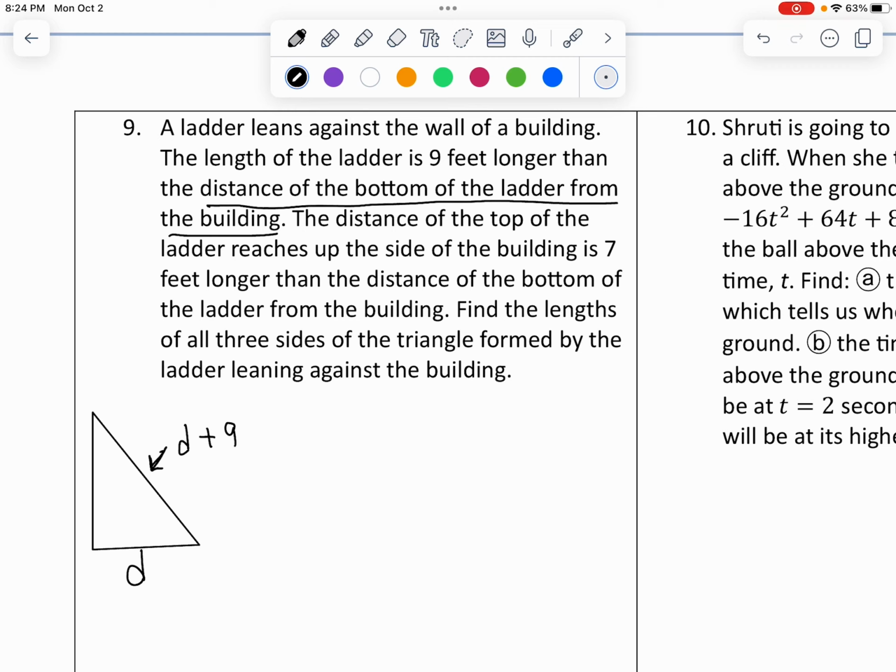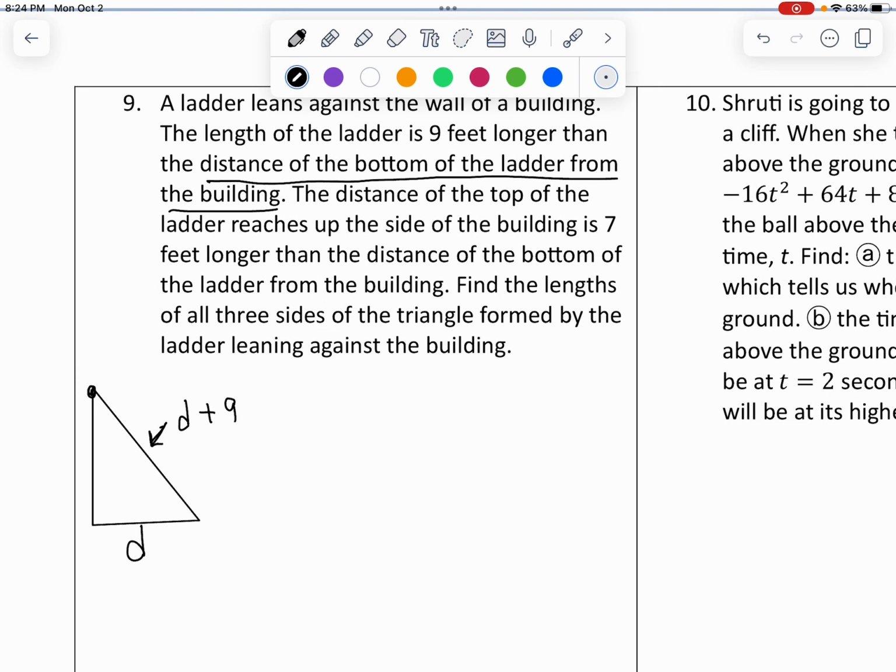The distance the top of the ladder reaches up the side of the building is 7 feet longer than the distance of the bottom of the ladder. So D plus 7. Find the lengths of all 3 sides.